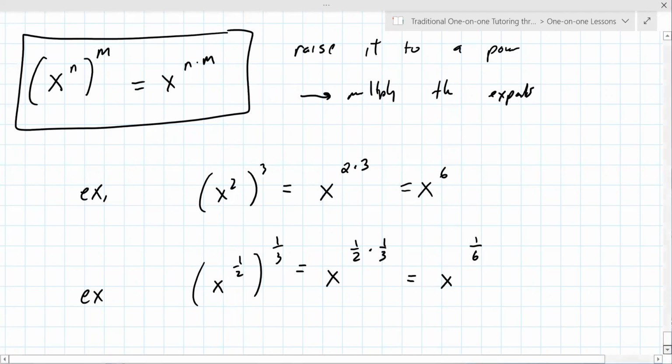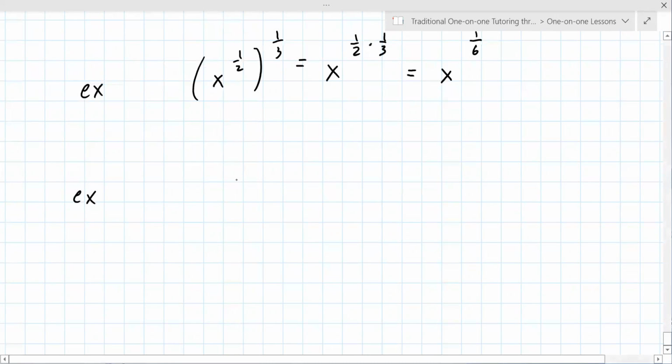And of course, you could get some negatives. It could be like x to the -2 to the -1/2. This is x to the -2 times -1/2. And then you multiply the tops, 2 over 2, and then you simplify and get something like that.